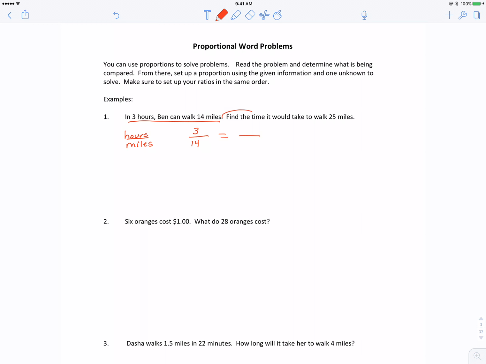Find the time. This is my unknown, T, time for hours, it will take to walk 25 miles. So these numbers go together and these go together. At this point, that's your setup. We're going to cross multiply and solve.